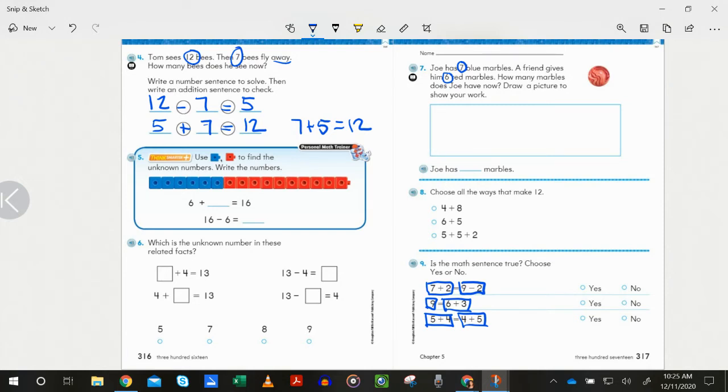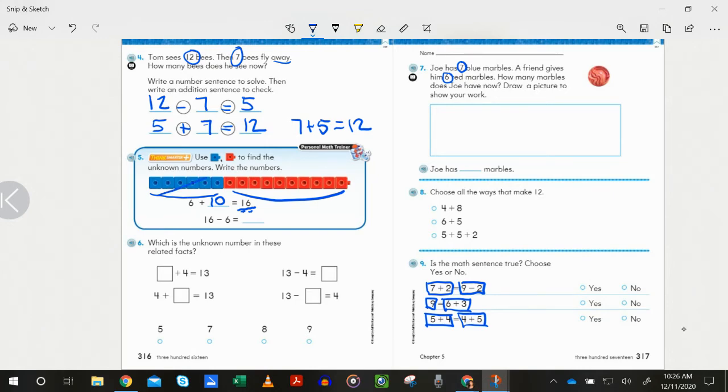Number 5, 6 plus blank equals 16. Well, this one should be pretty quick because we know what 16 means. What does 16 mean? A group of 10 and 6 more. Well, I already have my 6, so I need my group of 10. And if you look at the picture, I have 6 blues and I have 10 reds. So it does match the picture.